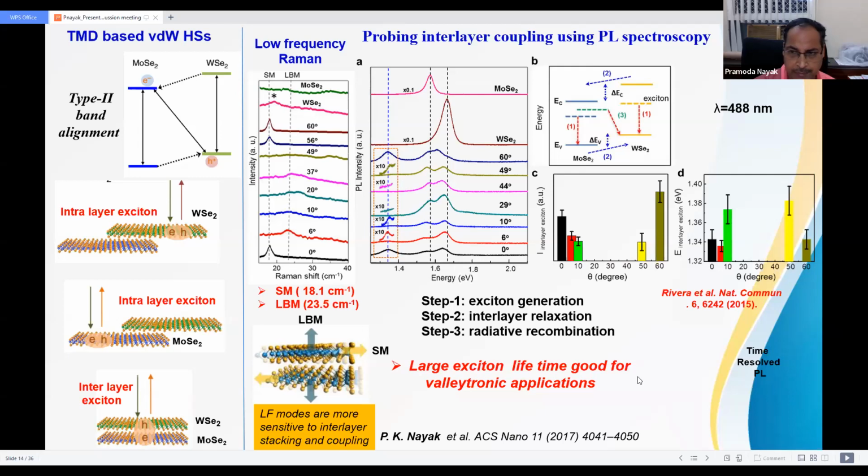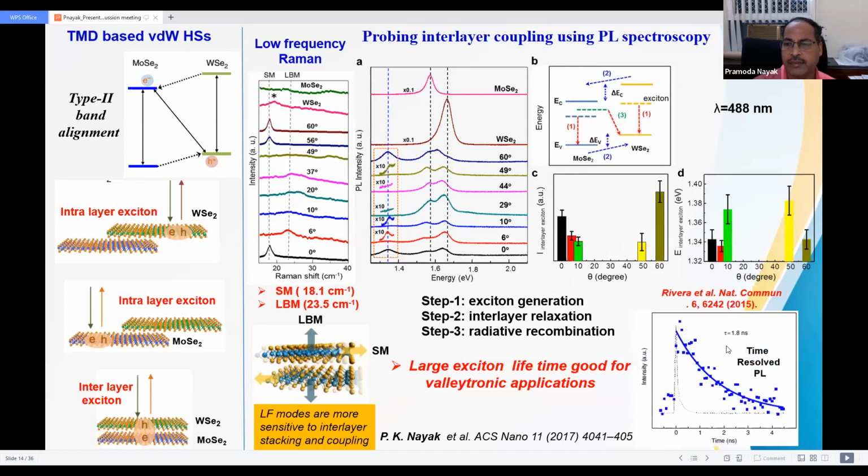But what are the important applications of this interlayer exciton? The normal exciton lifetime is on the order of picoseconds, but for the interlayer exciton the lifetime is on the order of nanoseconds. This large exciton lifetime is good for valleytronics applications, because all these materials are valley-based materials. There are multiple valley maxima and minima at different Brillouin zone symmetry points. So you can use this material for valleytronics applications.